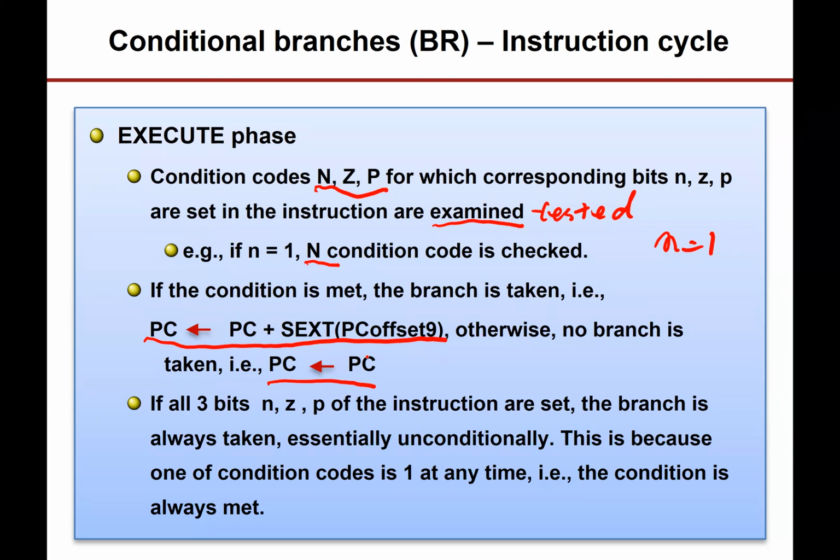So if all 3 bits, lowercase NZP, of the instruction are set to be 1, the branch is always taken because at least 1 condition code is equal to 1. So the condition is always satisfied. So this actually is an unconditional branch. So this is the branch.